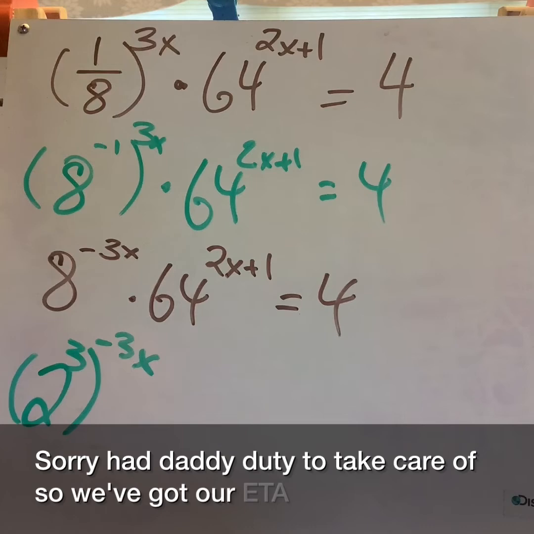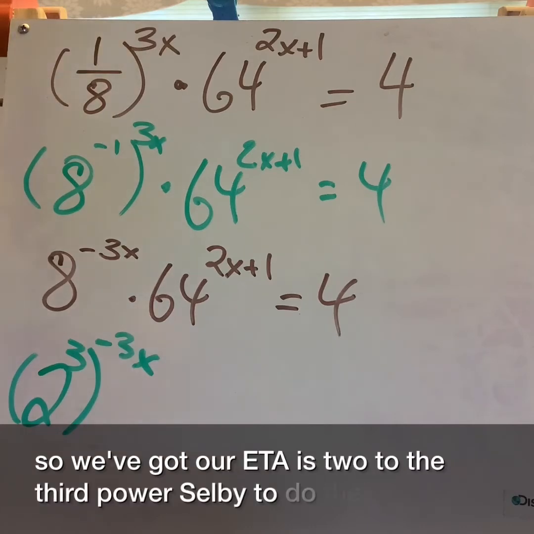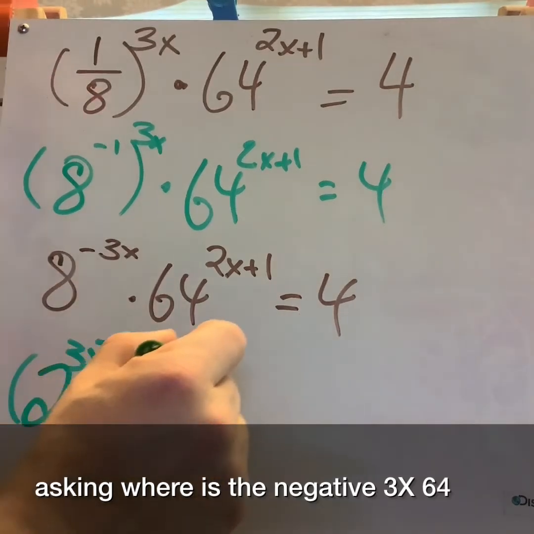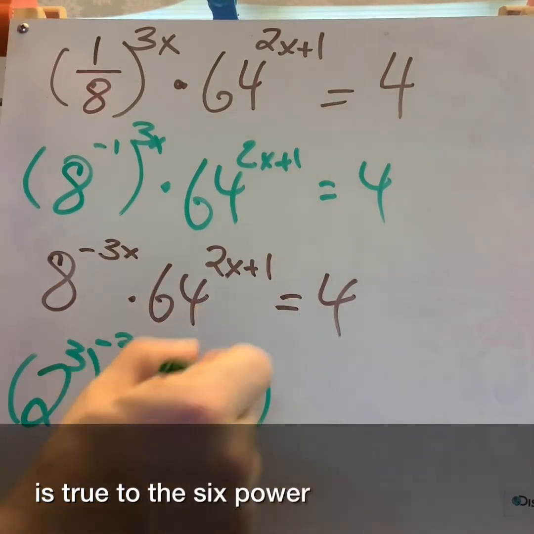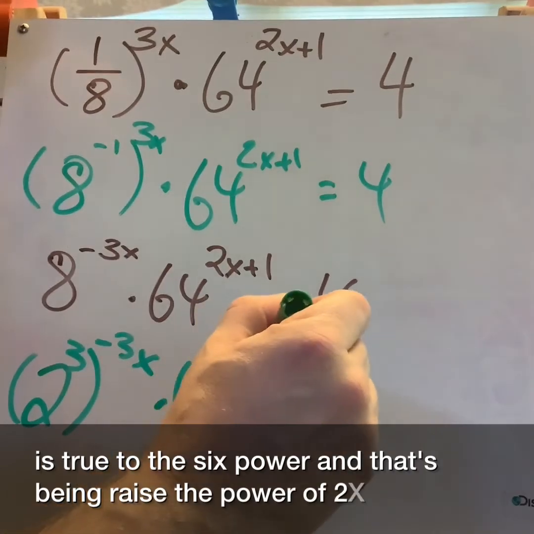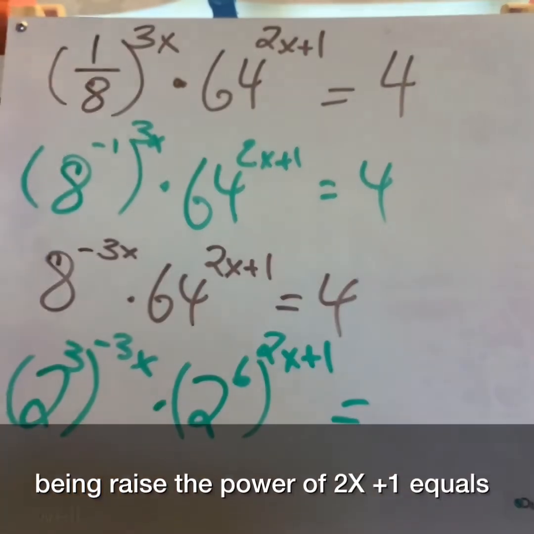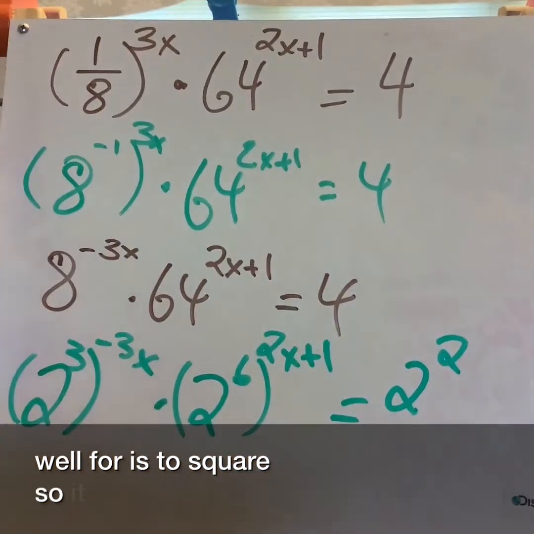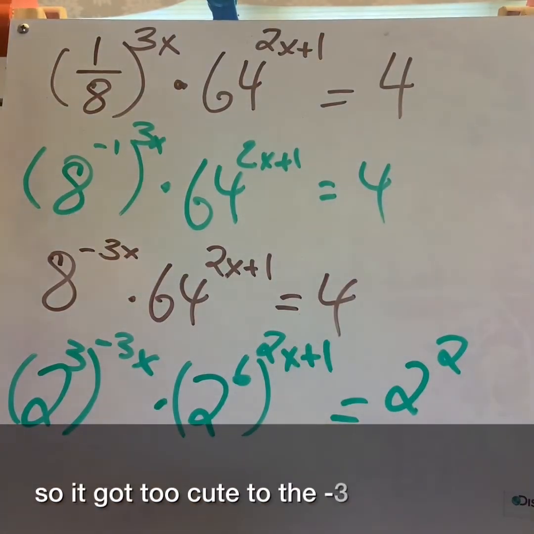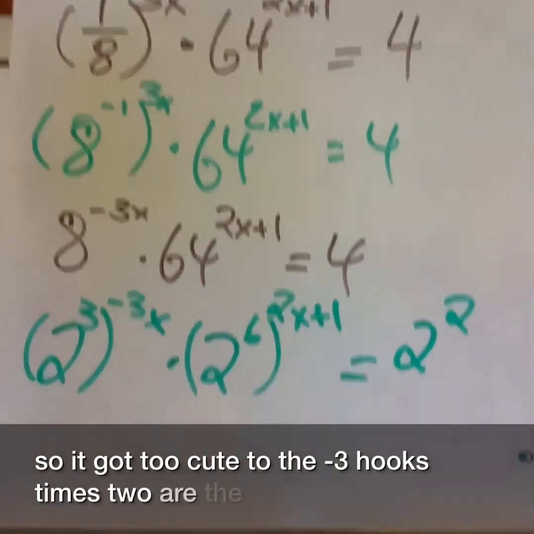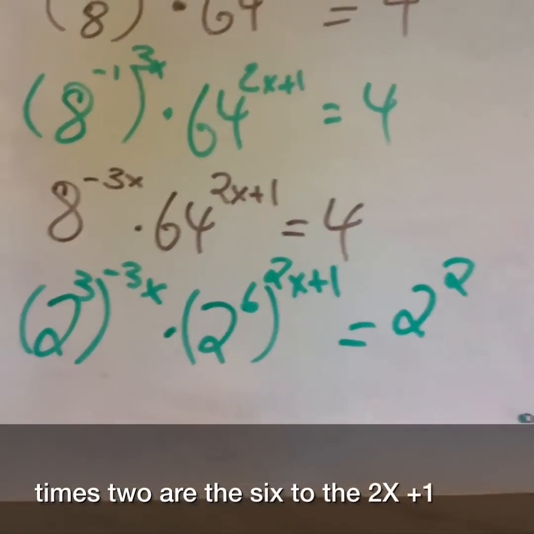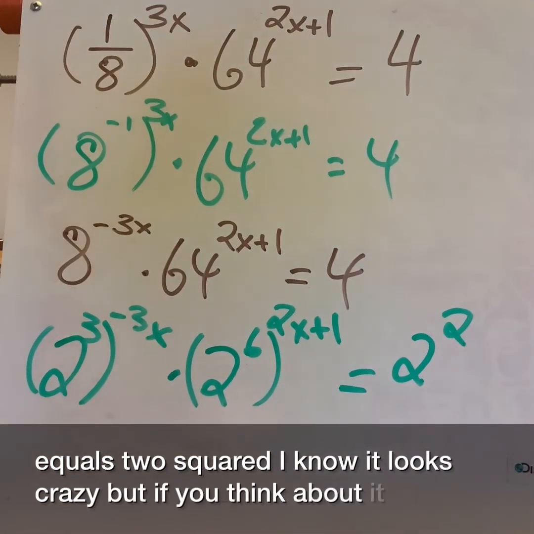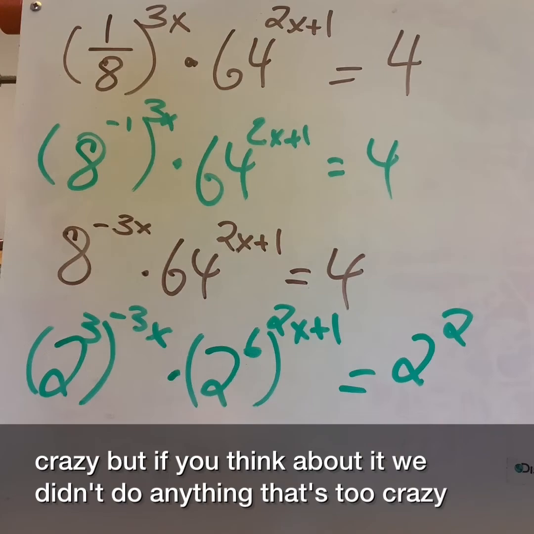So we've got 8 is 2 to the 3rd power, and that's being raised to -3x. 64 is 2 to the 6th power, and that's being raised to the power of 2x plus 1 equals, well, 4 is 2 squared. So we've got 2 cubed to the -3x times 2 to the 6th to the 2x plus 1 equals 2 squared. I know it looks crazy, but if you think about it, we didn't do anything that's too crazy.